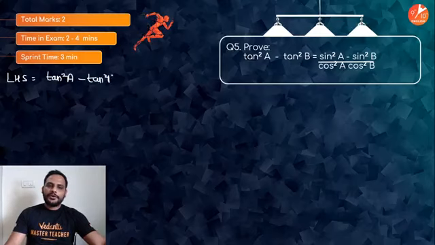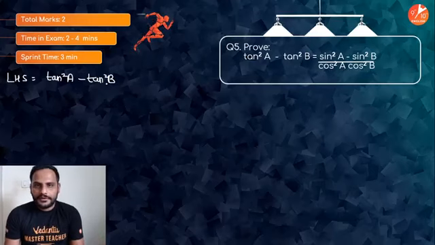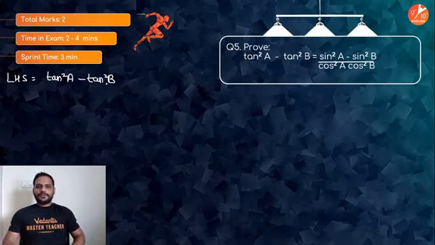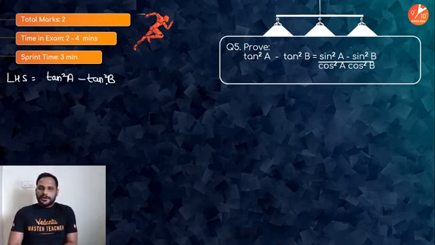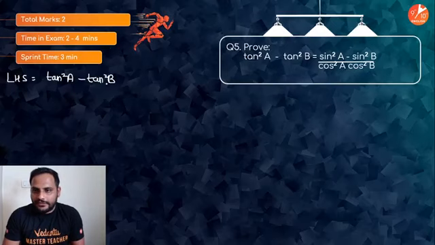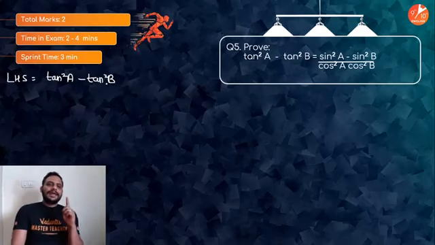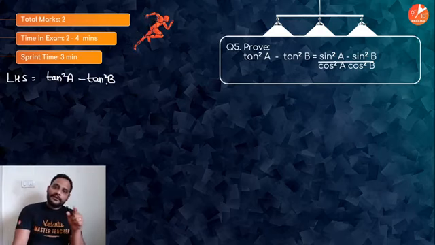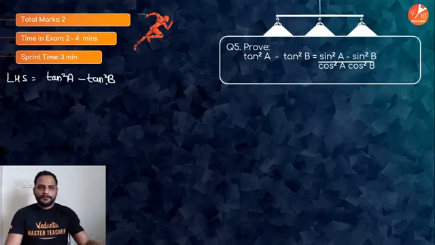Now, what do you think we should simplify over here? Shall we use the formula A square minus B square as A plus B into A minus B, or what should be done? Look at the RHS. The RHS is only in the form of sine and cos, nothing else: sine square A, sine square B, cos square A, cos square B. So can I convert tan into the form of sine and cos? Yes, tan is nothing but sine by cos. So tan square will be sine square by cos square.